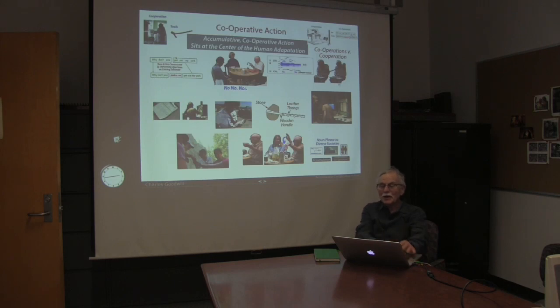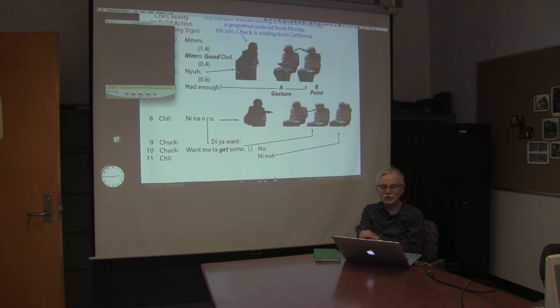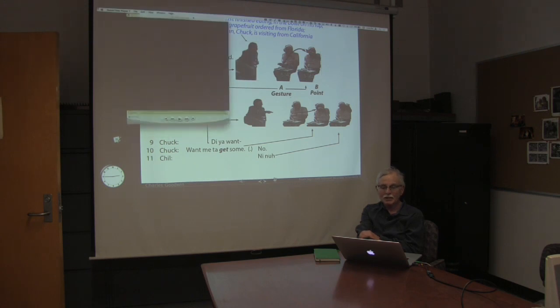Okay. Now, I want to use the same sequence to explore another issue. It's a very important issue. The question is, how did language emerge in the natural world? And one of the things that we see in this sequence, I'll play it again, is that Chill is making these big gestures, and I'm sure you all picked them out, but for the moment, forget the prosody and look at the gestures.